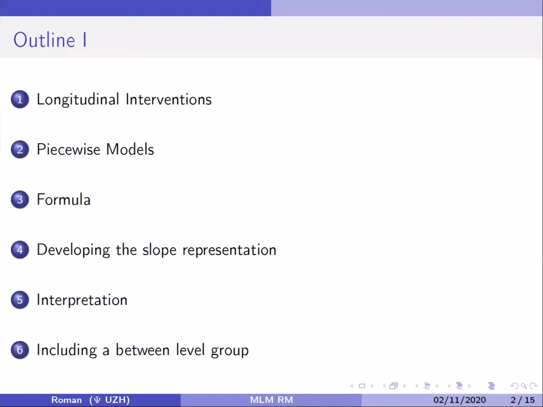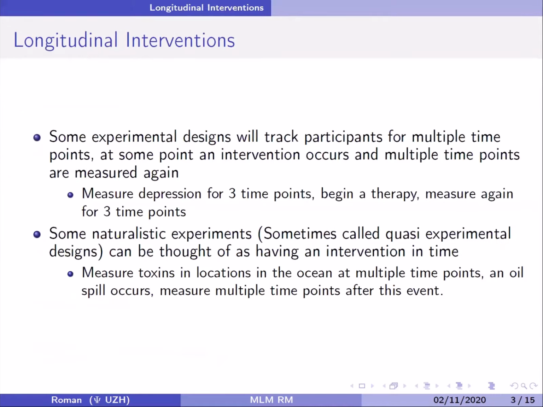So we'll start with the concept of longitudinal interventions. We'll look at piecewise models and the model formula. I'll discuss developing the slope representations. I will show you an example interpreting these models. And then I will do all of this again with a between level grouping variable. So let's talk about this.